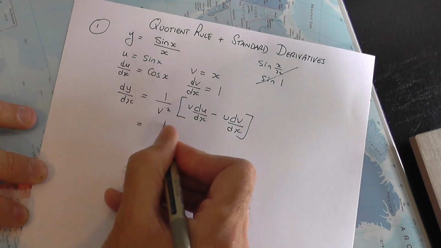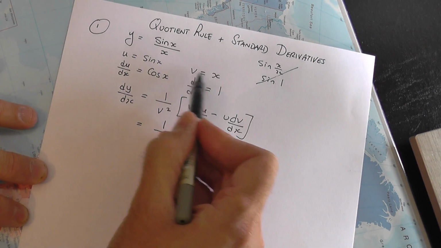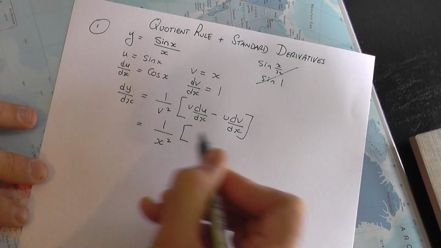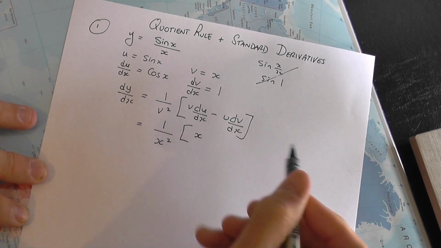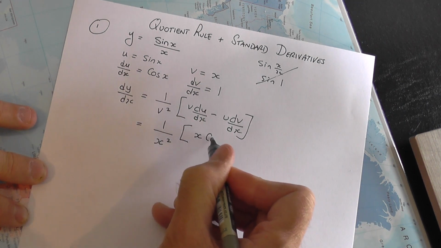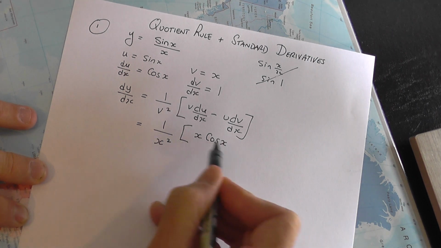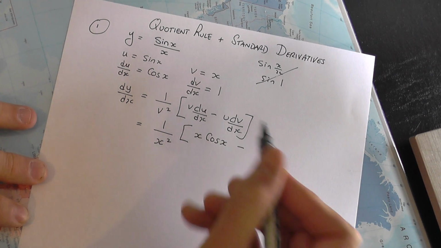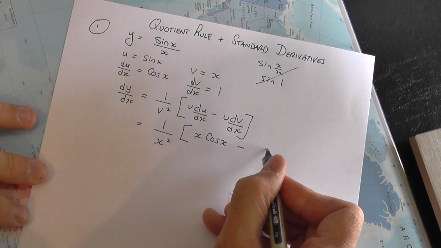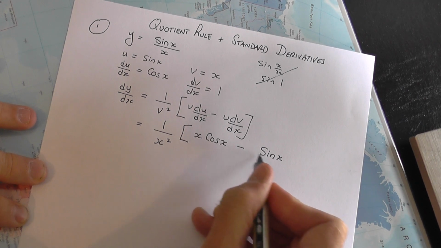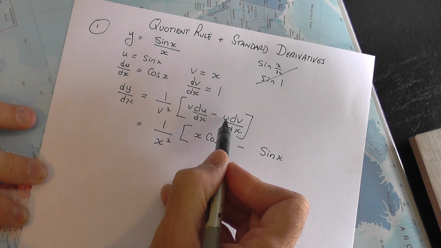Substitute in 1 over v squared. Well, v was x, so 1 over x squared. Square bracket. v is x multiplied by du by dx. du by dx is cos x. x cos x. There's no need to put a bracket there. x cos x is fine. Take away. u is sine x. Notice what I'm doing. I'm putting sine x down, but putting a little gap at the front to insert the next term. So u is sine x.